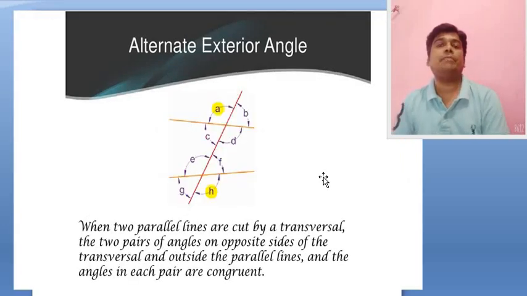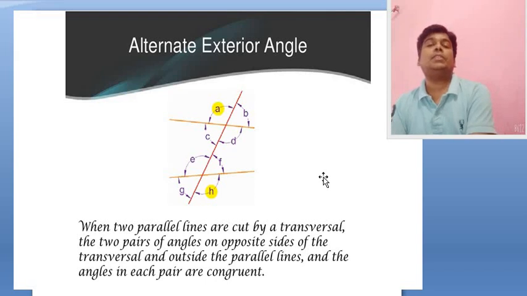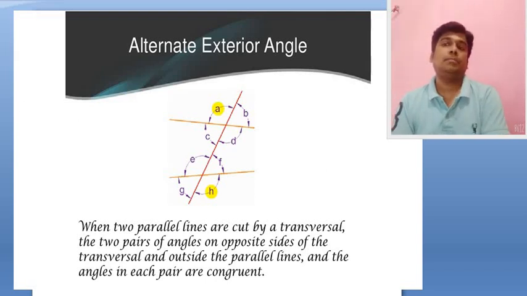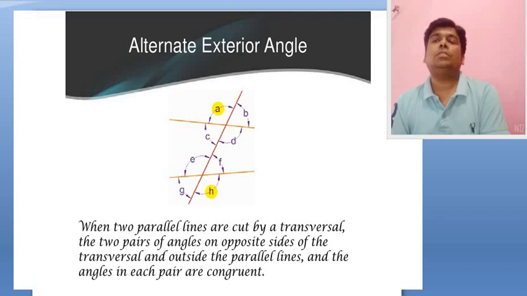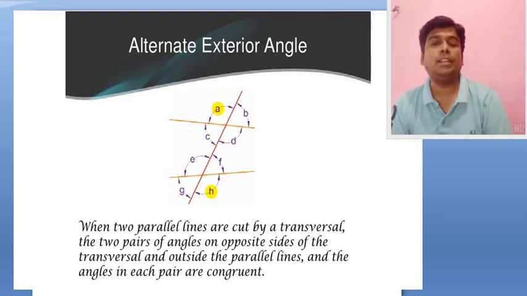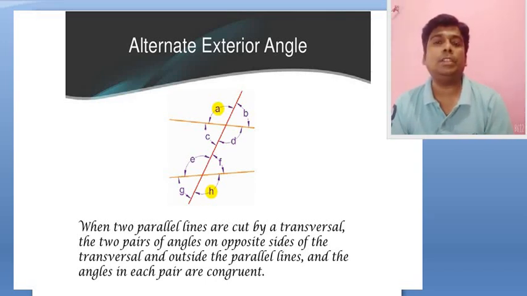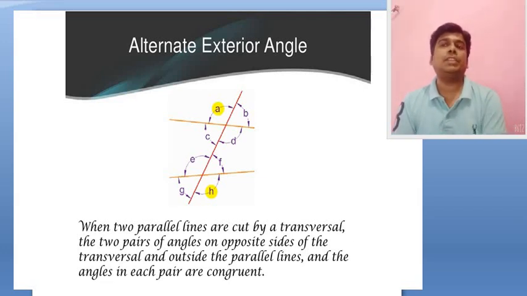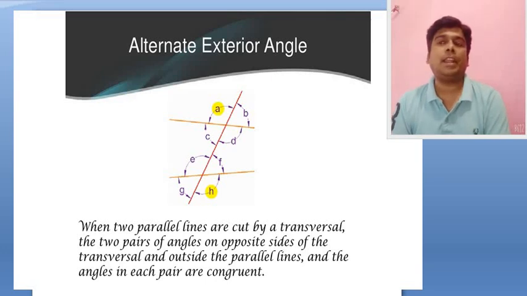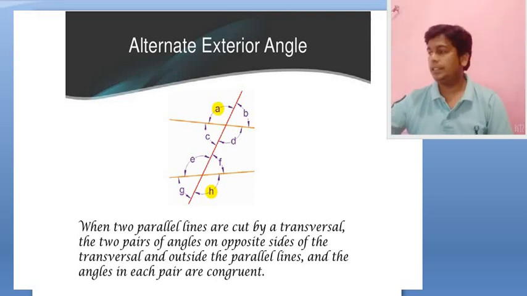Alternate exterior angles, same way. Exterior angles are those angles which are outside the parallel lines or any lines. So here we can see the angles which are outside, they are exterior angles. But when we talk about alternate, one angle should be on the left hand side of the transversal and one angle should be on the right hand side of the transversal. So here we can see A and H are alternate exterior angles. Similarly, B and G are also alternate exterior angles.